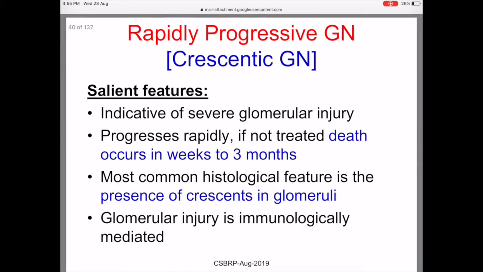Coming to the rapidly progressive glomerulonephritis, which is otherwise known as crescentic glomerulonephritis. This is known as rapidly progressive because the progress is rapid, and if it is not treated, death occurs in weeks to 3 months. Most commonly, it is also called crescentic glomerulonephritis because of the presence of crescents that can be appreciated under microscopy. Glomerular injury is immunologically mediated.